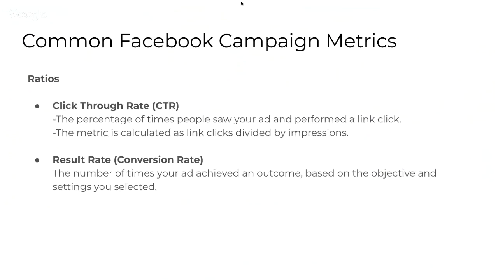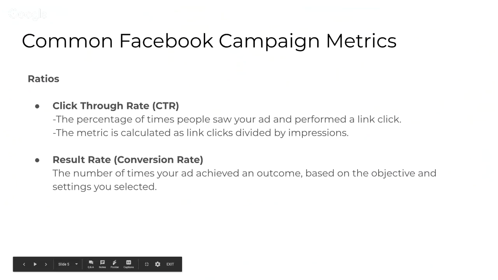So the next bucket of metrics are ratios. When you're looking at the counting metrics before, they give a good idea of how your campaign is performing, but they don't tell you how efficiently you're doing it. And so that's where the ratios come in. The first one is the click-through rate, the percentage of people who saw your ad and also clicked on a link. The click-through rate is great because if you optimize for this metric, then you're getting the most traffic possible.